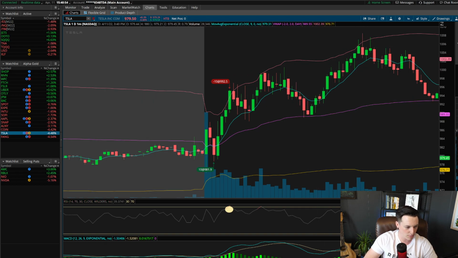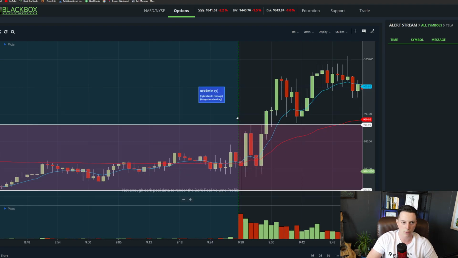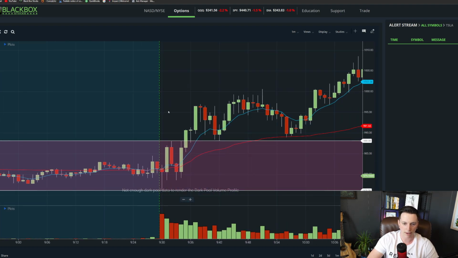And the way to also tell, if I bring up Black Box here, is where did Tesla pull back to, right? It actually pulled all the way back down to the top of this ORB, which used to act as a resistance. Now it's going to act as a support. And then we got that run, which is absolute perfection. So that is why I took it. That's how I took it.